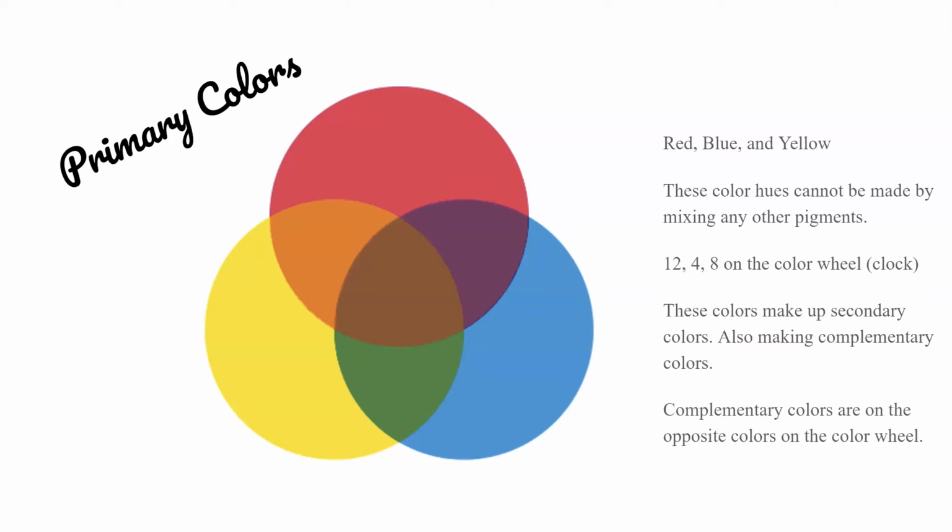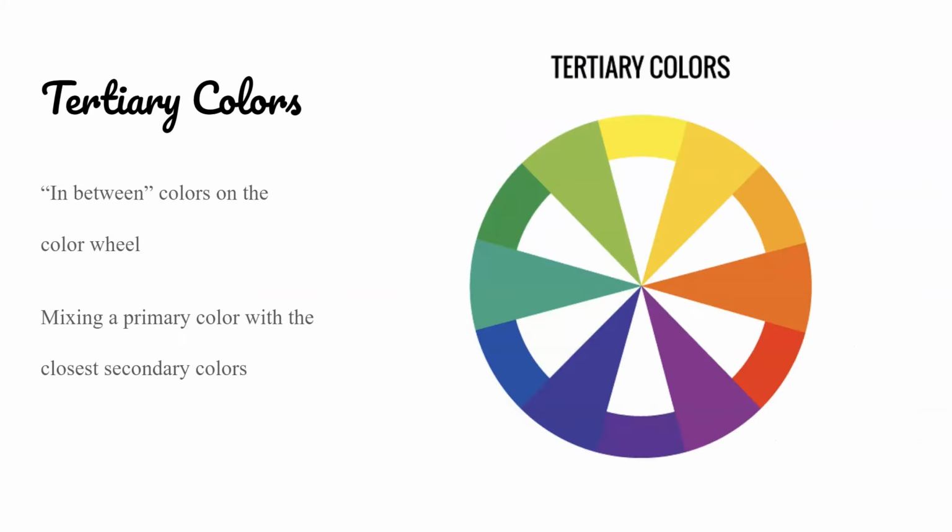So the secondary colors are the orange, purple, and green in the middle, and the complementary colors are what's opposite of each other, such as the red and green, the blue and orange, and the yellow and purple.